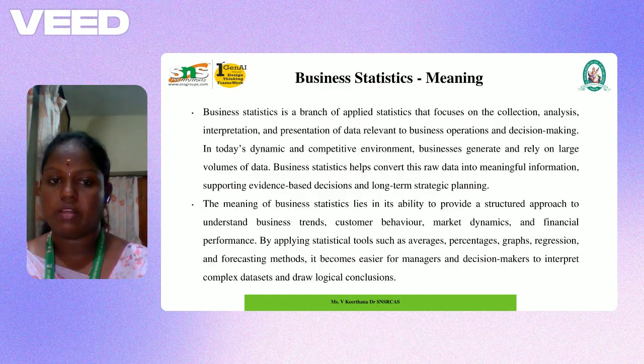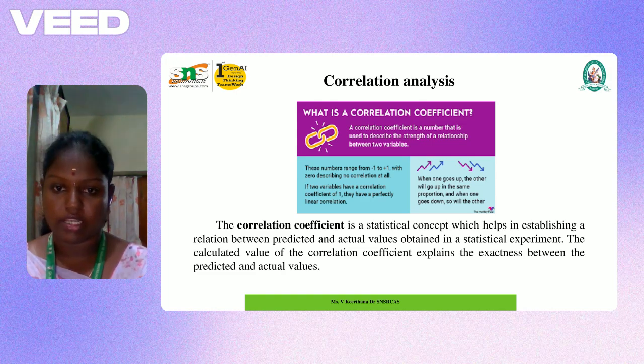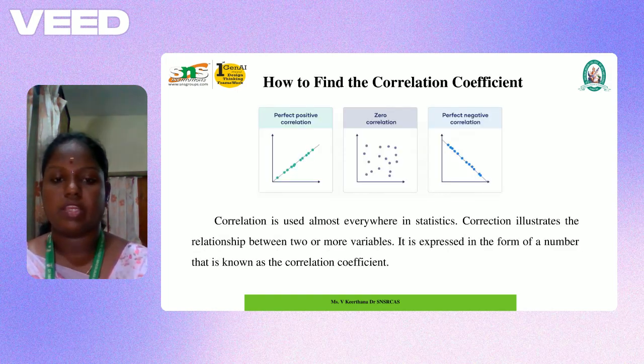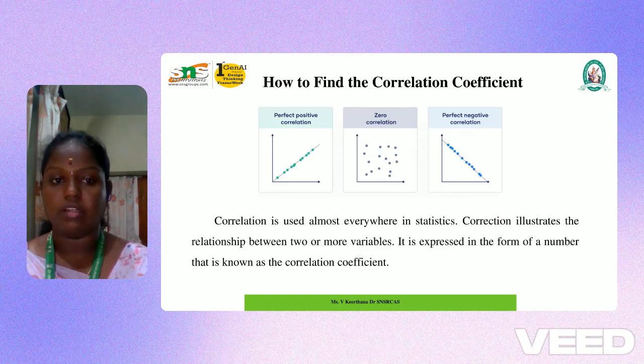First, we have seen the meaning of business statistics, and next you have understood about correlation analysis. Now we can see how to find the correlation coefficient. Correlation is used almost everywhere in statistics. Correlation illustrates the relationship between two or more variables. It is expressed in the form of a number that is known as the correlation coefficient.